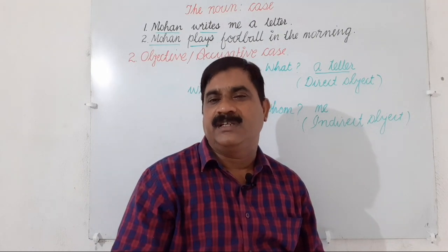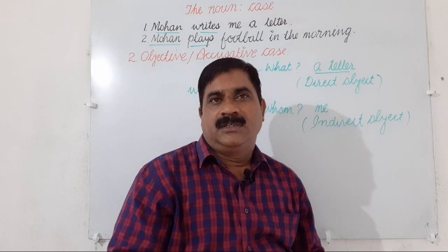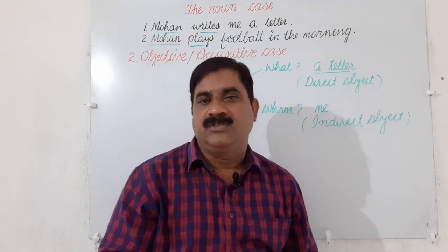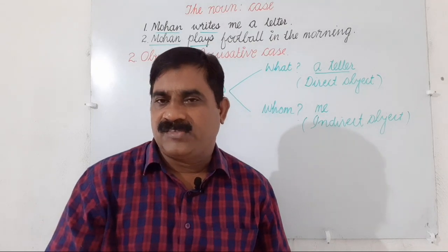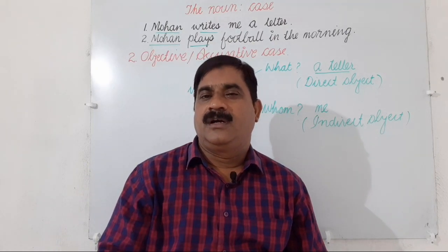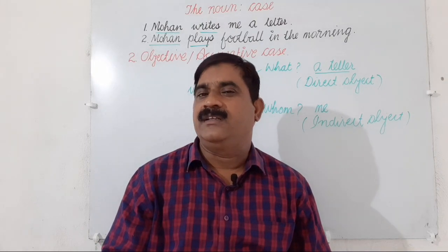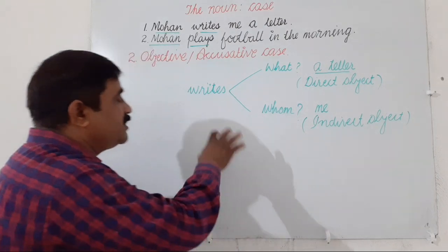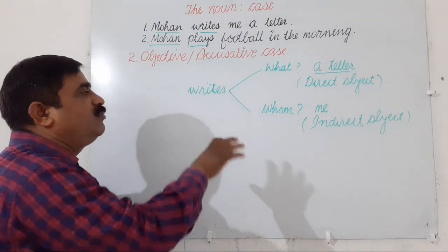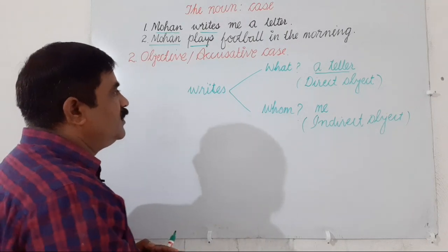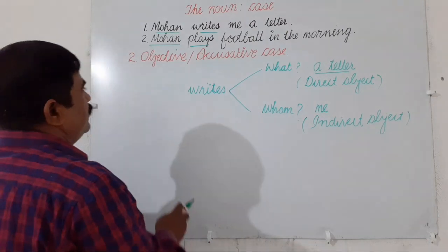Here, I don't think it's intelligent to tell you this type of object. So keep in your mind there are two kinds of objects, direct and indirect object. So this is the structure with which you would be able to find out both the kinds of objects. Again, let me write down.